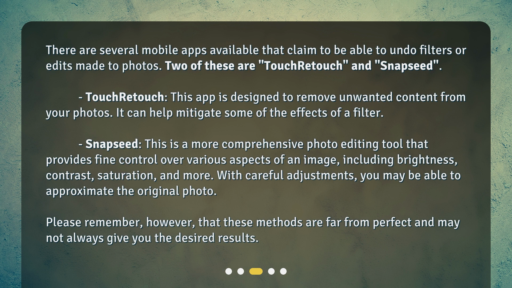Snapseed. This is a more comprehensive photo editing tool that provides fine control over various aspects of an image, including brightness, contrast, saturation, and more. With careful adjustments, you may be able to approximate the original photo. Please remember, however, that these methods are far from perfect and may not always give you the desired results.